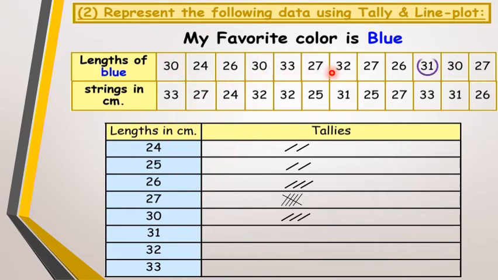31. Let's search for 31. 1, 2, 3. So I make 3 lines. 32. I search for 32. 1, 2, and 3. So I'll make 3 lines. 33. How many like 33? 1, 2, and 3. So I'll make 3 lines like this.